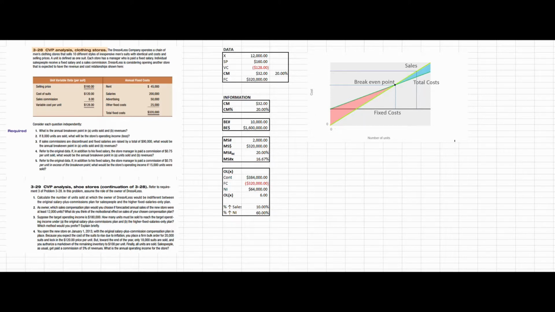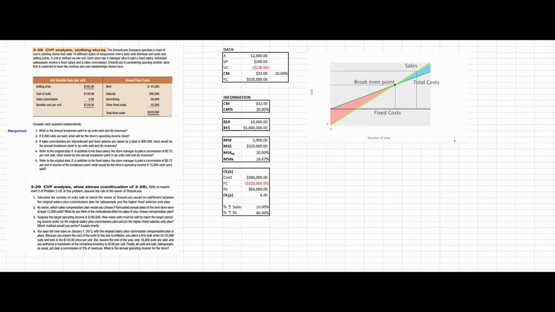Okay, let's summarize what we've done so far. We look at this scenario here and we see that we have three different data points: sales price, variable cost per unit, and fixed cost. Anytime we have those three data points, we can start to calculate additional information, which helps us to understand the situation better. That additional information is first, contribution margin per unit, contribution margin ratio, break-even point in units, break-even point in dollars.